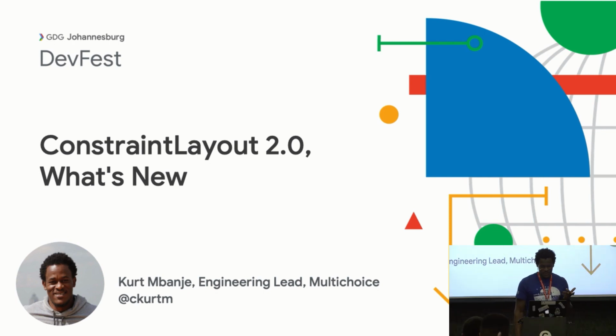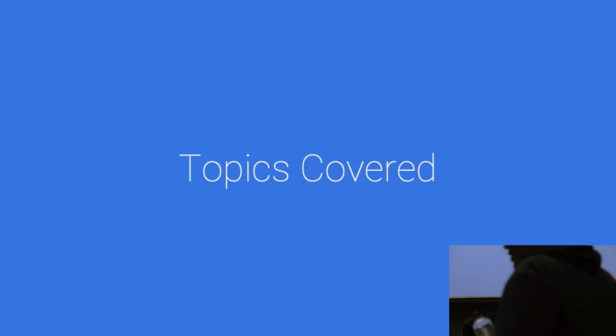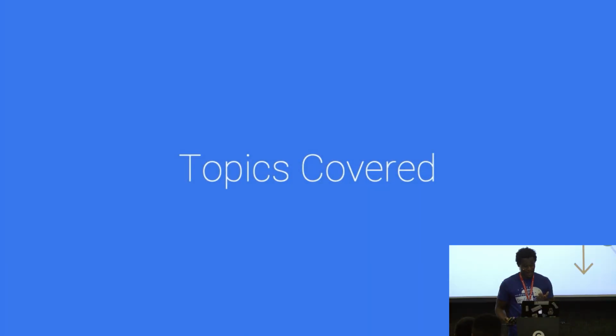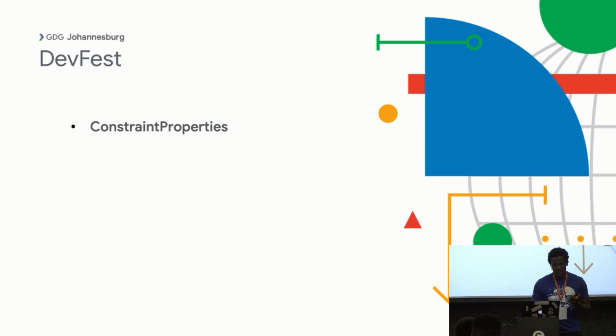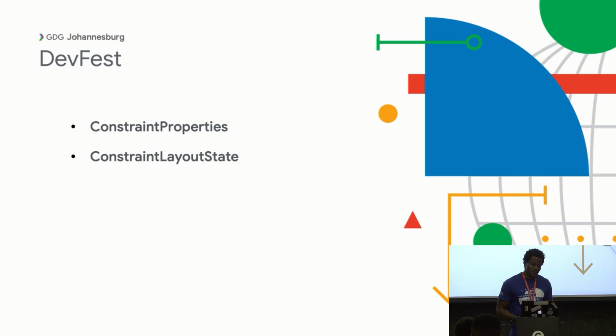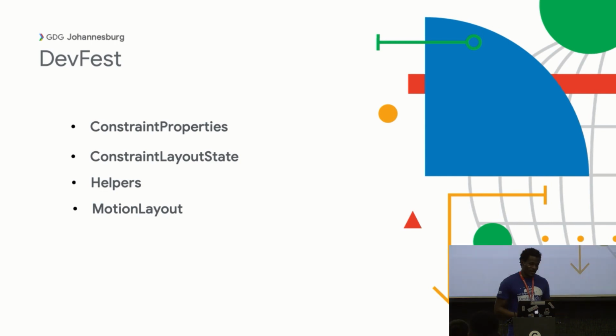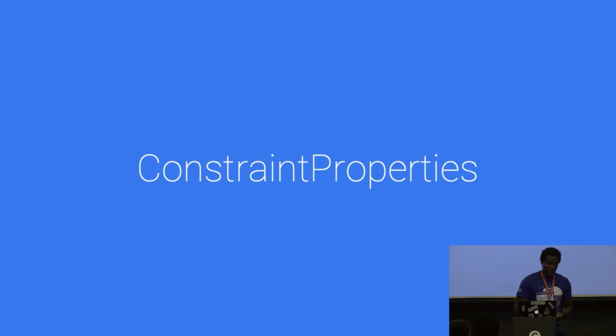So what am I going to cover today? I'm going to look at constraint properties, which is a new class that they have in there. I'm going to talk about constraint layout state. I'm also going to talk about the helpers that they have in it. And the last thing I'm going to look at is motion layout. Most of what we're going to talk about is going to be in the last one, because there's not much to talk about in the first three. Cool. So let's start with constraint properties.